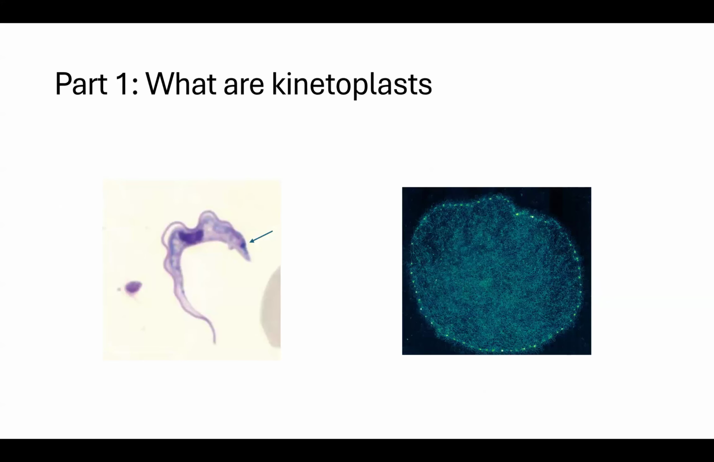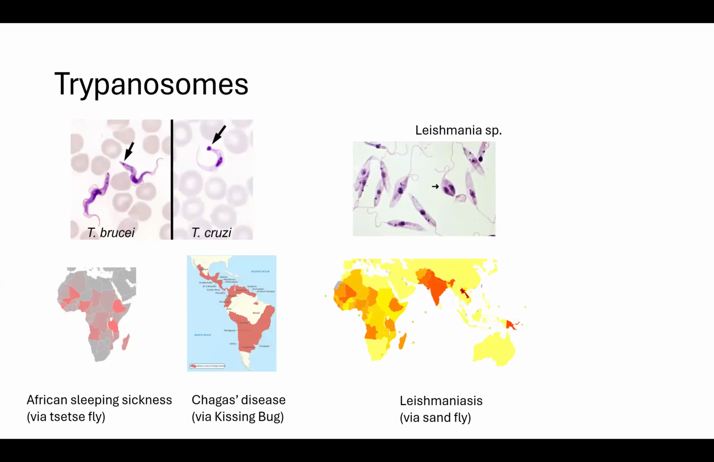So first I'll explain what kinetoplasts are and briefly about the things that I've done with them. So there's a family of single cell parasites called trypanosomes. They cause a few tropical diseases in humans. So Trypanosoma brucei causes African sleeping sickness and it's transmitted through the tsetse fly. And then Trypanosoma cruzi causes Chagas disease. And then there's various species of leishmania, which cause leishmaniasis through sandfly bites.